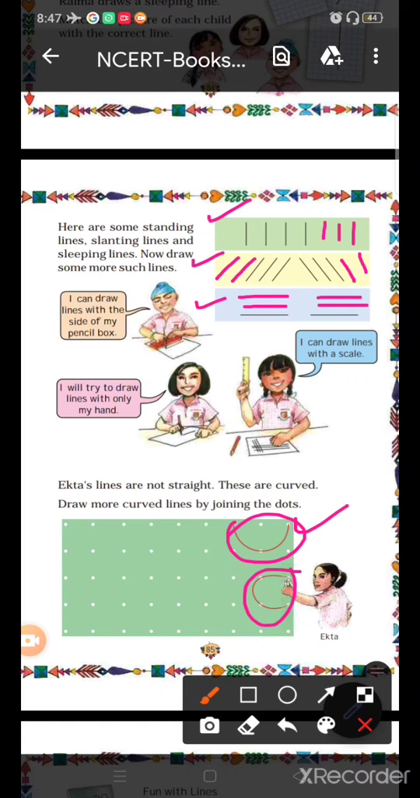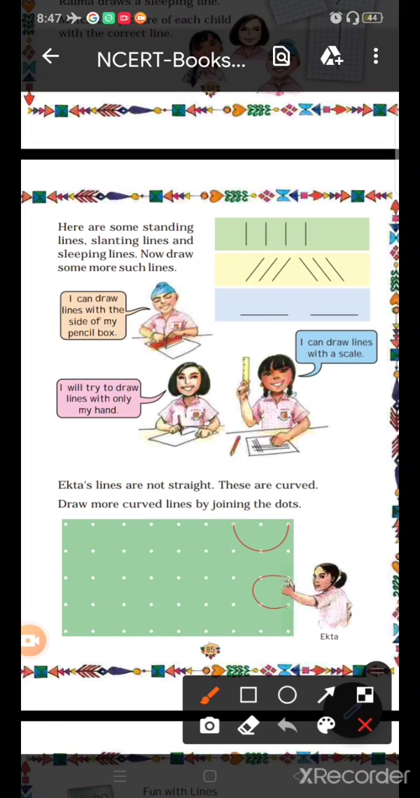Okay. So, draw more curved lines by joining the dots. Okay. So, what you will do here, you will draw curved lines by joining the dots. Like this you draw these curved lines. Okay. Or you can draw any shape. Yes, you can draw any shape. Like this you can draw.